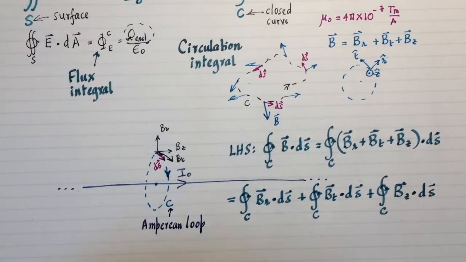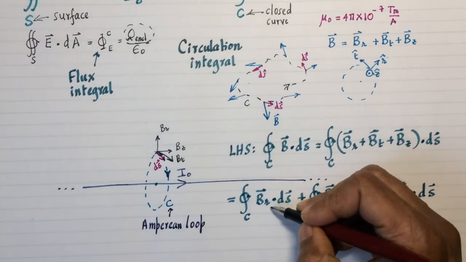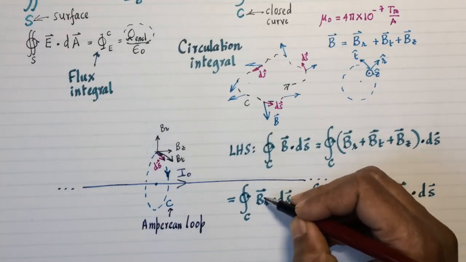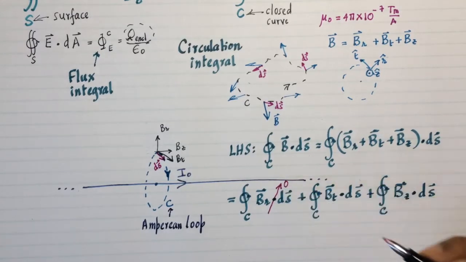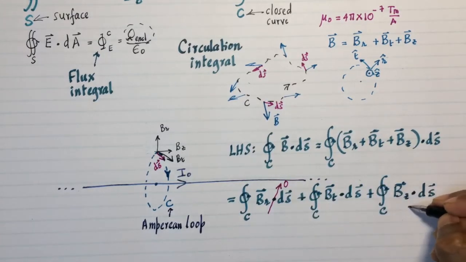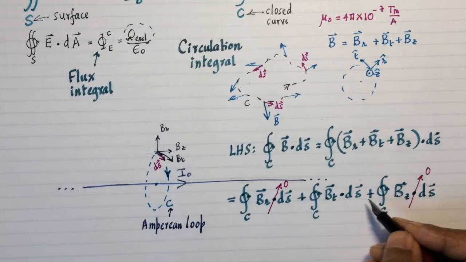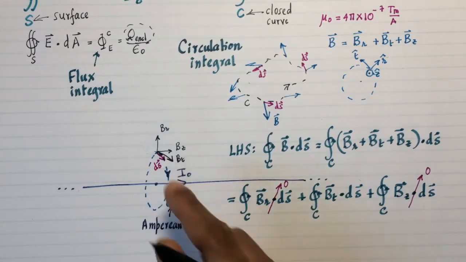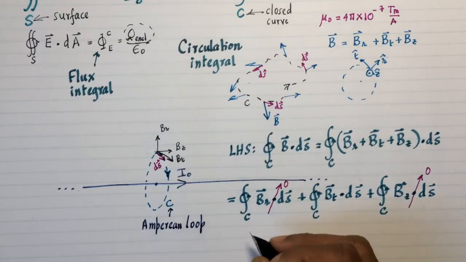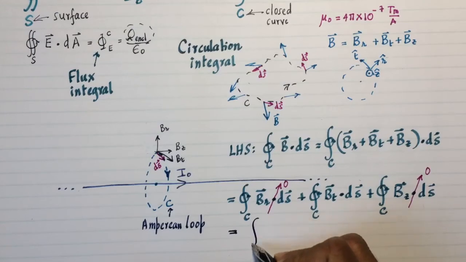Okay, now let's do the reduction. This is 0, not because we know Br is 0, although it is, but it's 0 in this instance because the dot product is 0. So we'll put the 0 through the dot. And this is 0 for the same reason. And now we are just left with one term. Now by symmetry, as you go around the Amperean loop, you're always going to have Bt and ds parallel to each other.